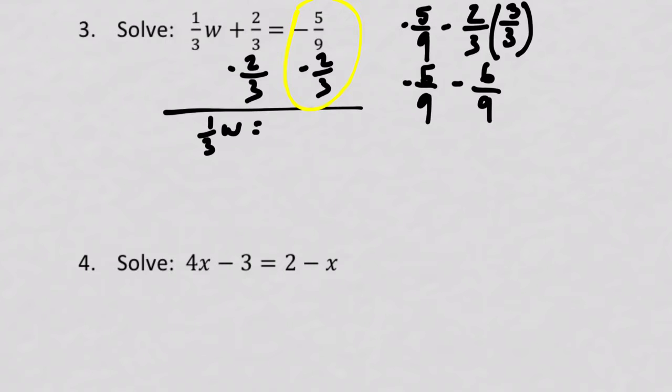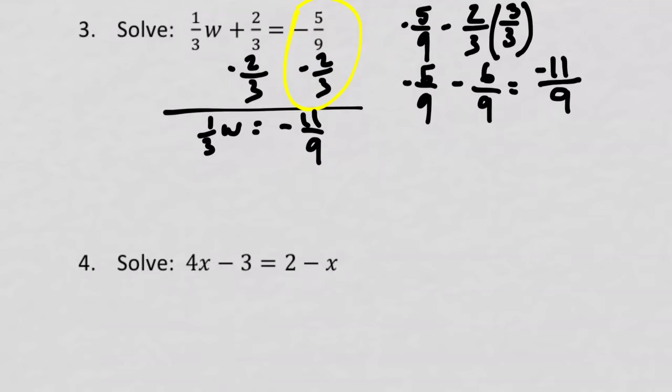And now I can do this operation. Negative 5 and negative 6 make negative 11. And the 9 will stay. We don't get rid of the 9. So negative 11 over 9 is what we get. Okay. Now don't lose sight of the goal. All we did was negative 5 over 9 minus 2 over 3 right now. Okay, we're not finished with the problem. So I got negative 11 over 9.